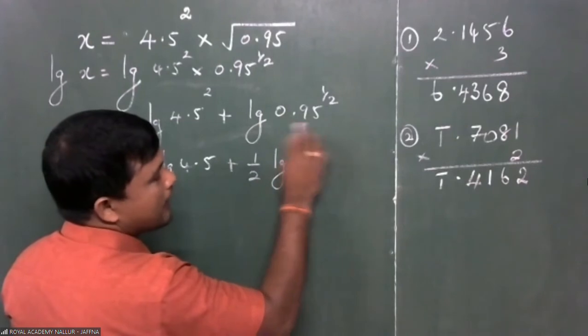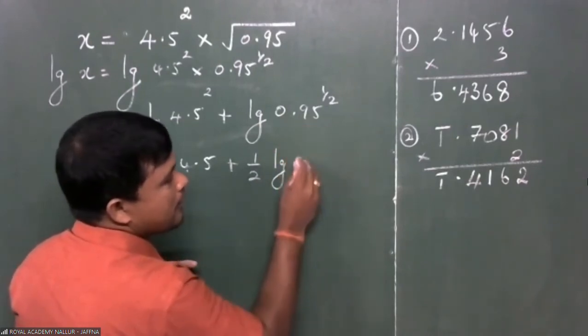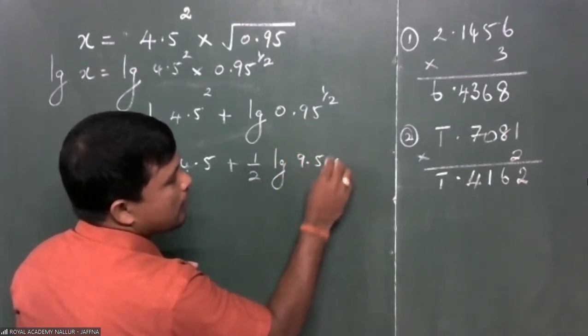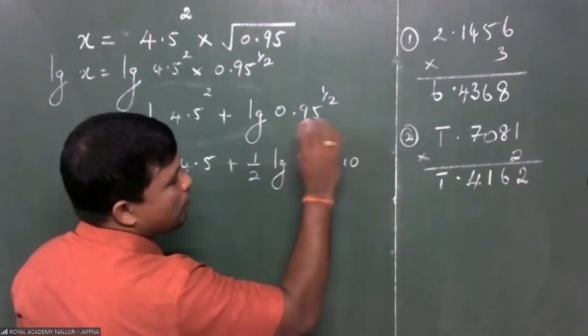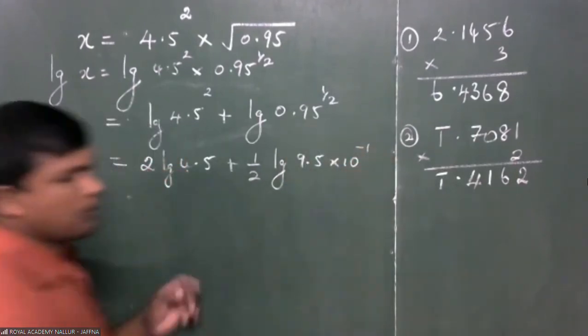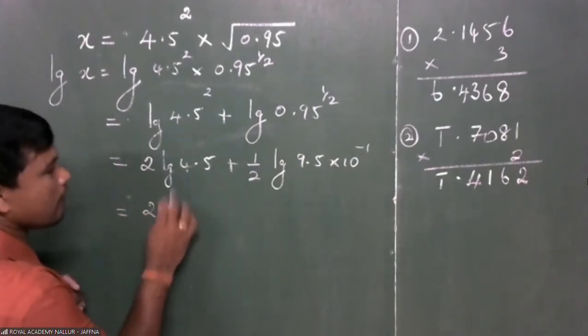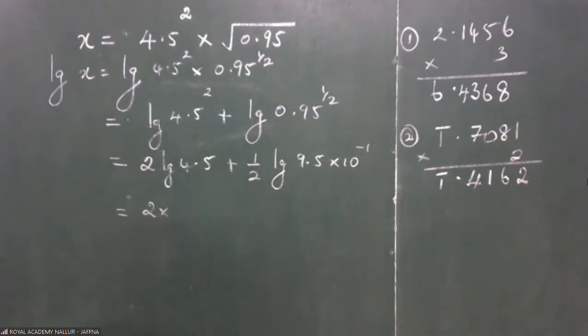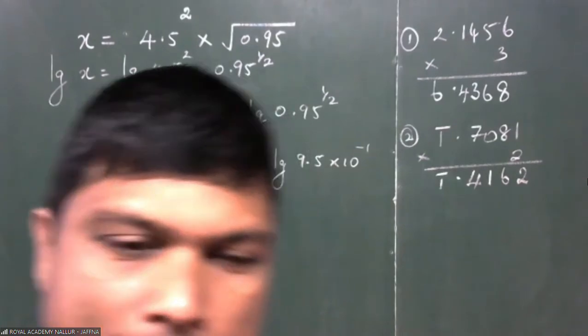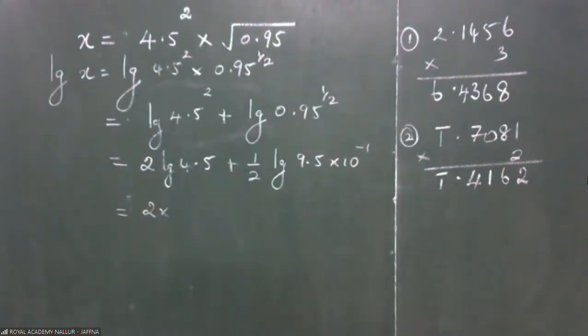At the same time, you can write it in scientific notation, that will be 9.5 into 10 to the power. How many places? One place to the right, so negative 1. Then you can write this as 2 times log 4.5, which can be found using your logarithmic tables. You try to use your logarithmic table and find the value for that, the logarithm of 4.5. You check your answer.